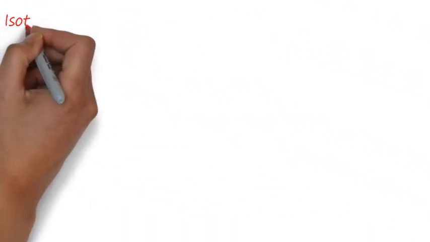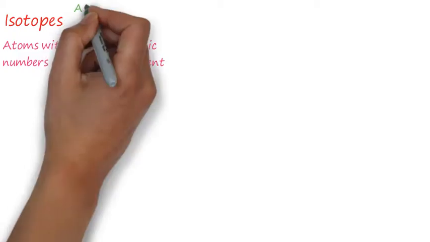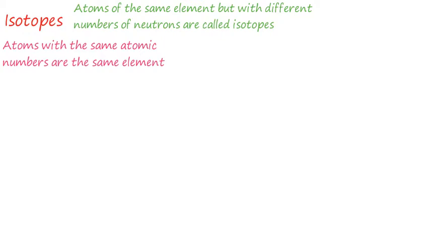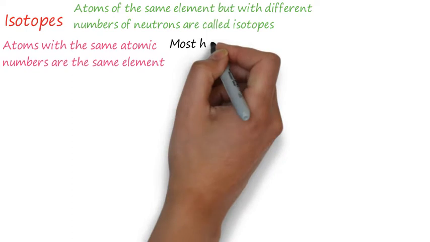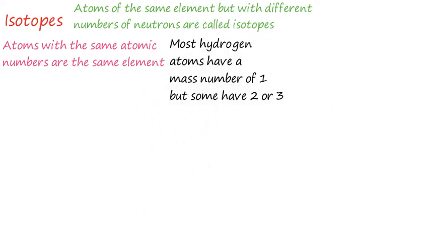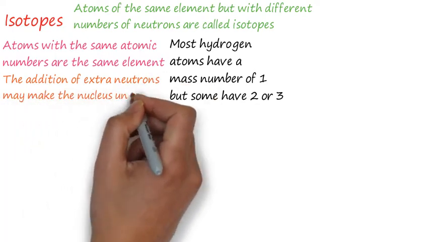As we have already discussed, the number of protons in an atom is used to define the element. This is because atoms with the same atomic numbers are the same element. Atoms of the same element but with different numbers of neutrons are called isotopes. This means all the isotopes of an element will have the same atomic number but different mass numbers. An example is hydrogen. Most hydrogen atoms have a mass number of 1, meaning that they have no neutrons. However, some hydrogen atoms have a mass number of 2, with 1 neutron, or a mass number of 3, with 2 neutrons. Some isotopes are more stable than others.